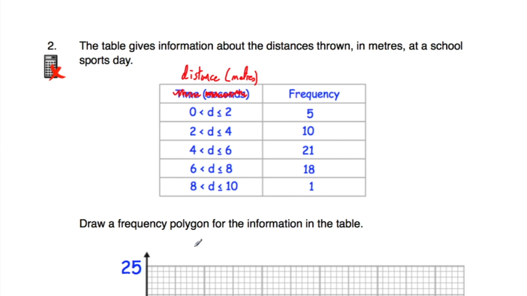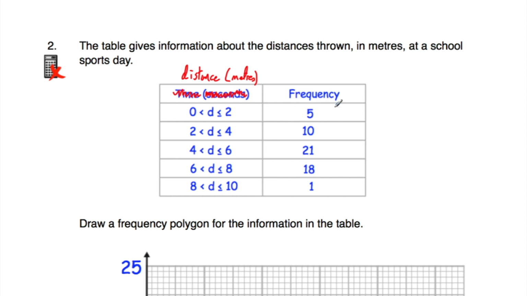And we've been asked to draw a frequency polygon for the information in the table. So again, we're going to plot the frequencies at the midpoint of each category. So between 0 and 2 will be 1, between 2 and 4 would be 3, between 4 and 6 would be 5, between 6 and 8 would be 7, and between 8 and 10 would be 9. So we're going to go 1 across and 5 up, 3 across and 10 up, 5 across and 21 up, 7 across and 18 up, and 9 across and 1 up.